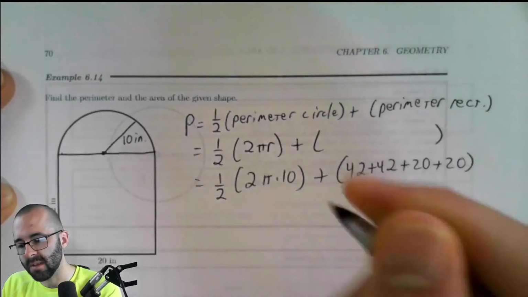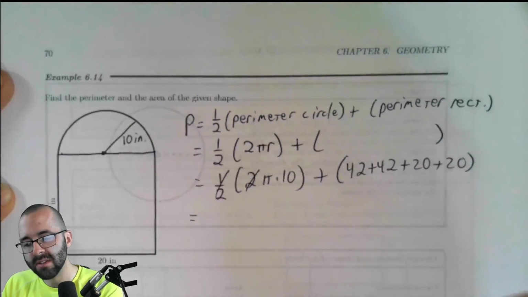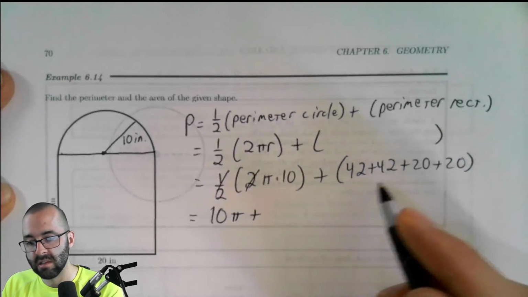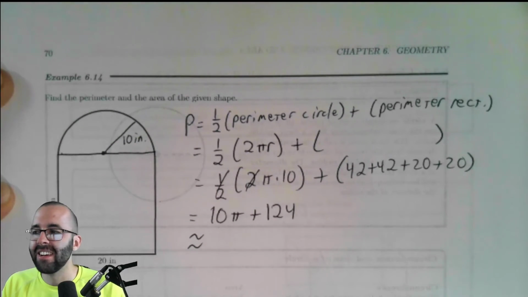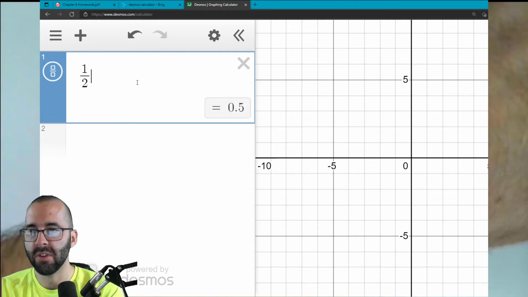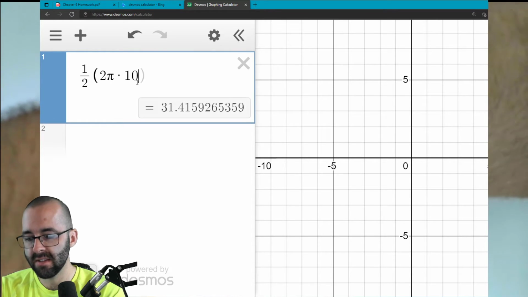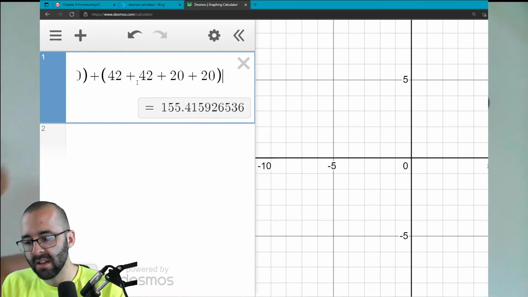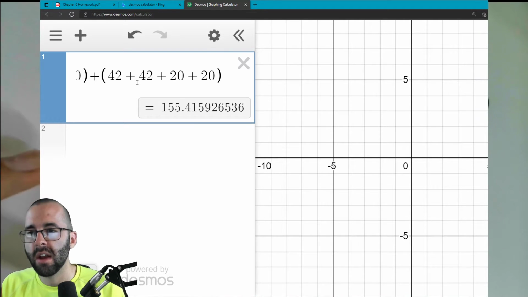And then we'll use a calculator to simplify our answer. Or you can simplify a little bit by hand first. The 1/2 and the 2 cancel. So we get 10 pi plus 124 maybe. Let's just use a calculator, okay? And approximate it. So you can type the whole thing, right? The whole thing that we had above if you want. 1/2 times 2 pi times 10 plus 42 plus 42 plus 20 plus 20. That's what we had. And that's about 155.42.